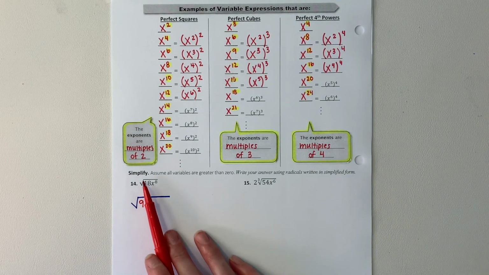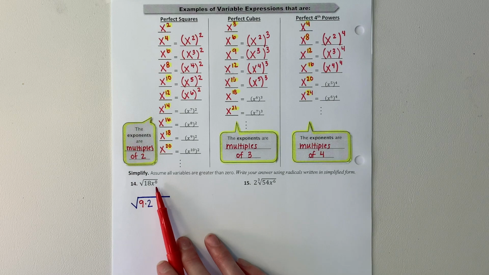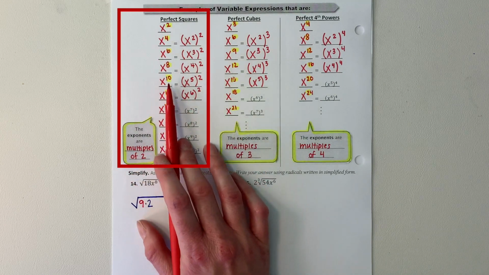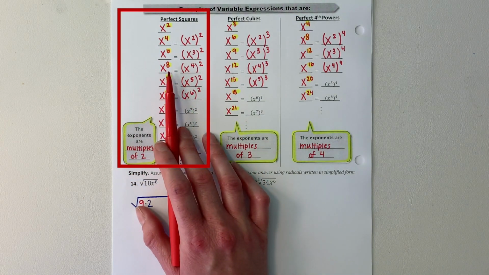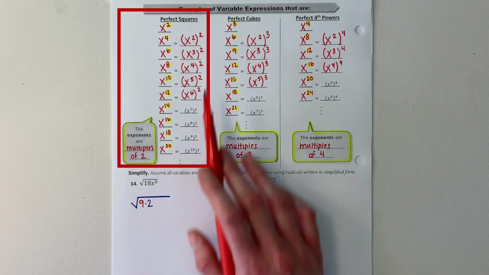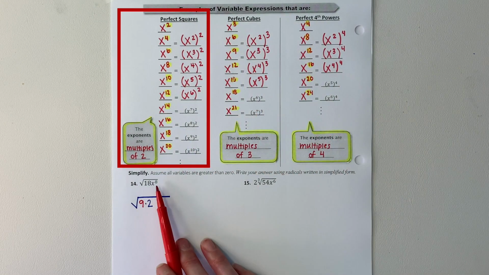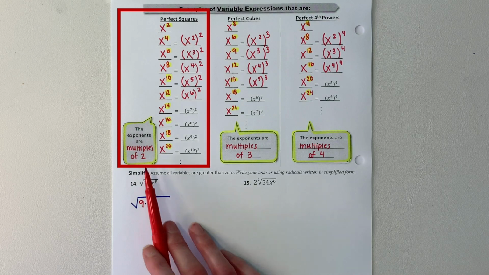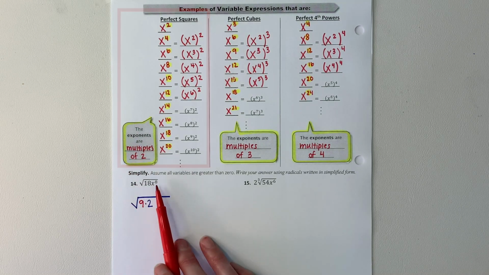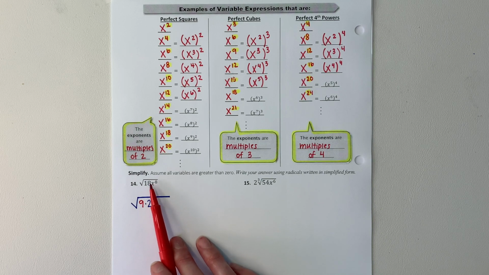Since this is a square root, we'll ask ourselves, is x to the 8th a perfect square? There's a few different ways you can answer that question. You can either just look at our list of perfect squares here and see that x to the 8th is on the list. So that means that x to the 8th is a perfect square. Or if you don't have this list in front of you, remember that if you have a perfect square, its exponent will be a multiple of 2. This exponent 8 is a multiple of 2, so that means that x to the 8th must be a perfect square.